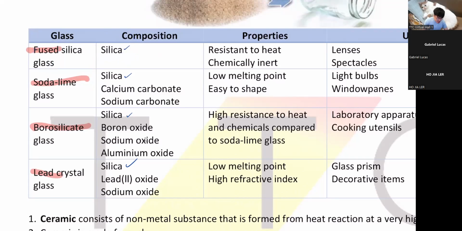The good thing about silica, the good thing about sand, is that it is resistant to heat, and it is chemically inert. I'm sure you know the good thing about glass, right? Whatever you put in your glass container, let's say some strong smelling stuff, like curry, you know curry is very strong.